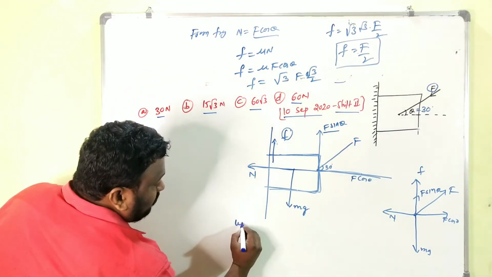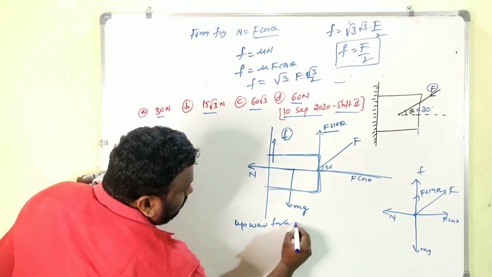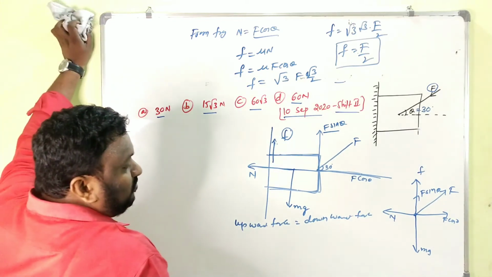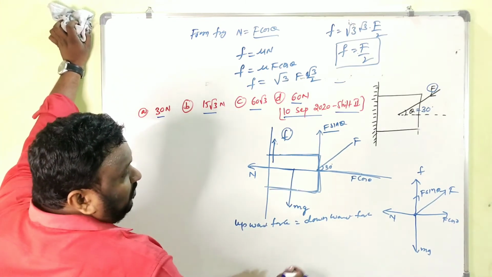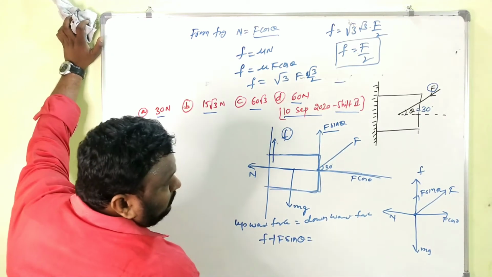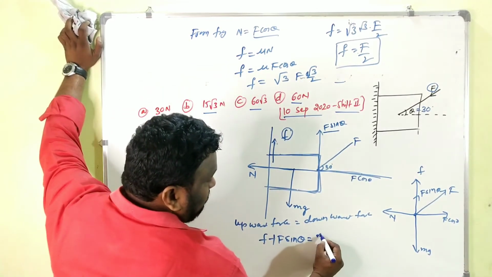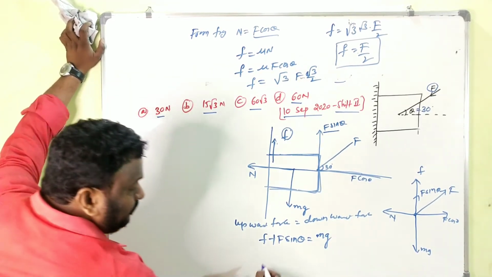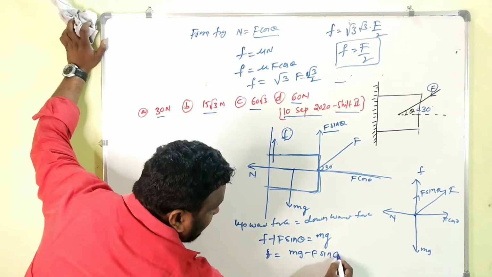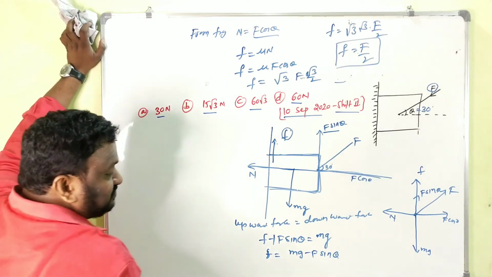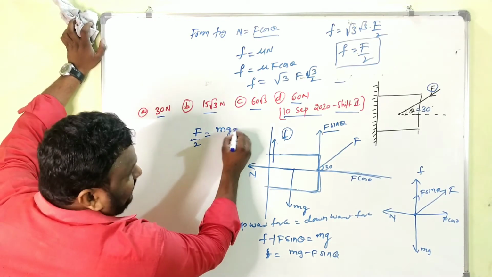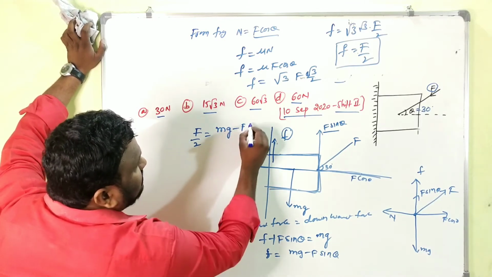Now in this case upward force is equal to downward force because the block is at equilibrium, and upward force is what? f plus F sin theta is equal to downward, which is mg. Then f is equal to what? mg minus F sin theta. Already f value, what do you get? F by 2 is equal to mg minus F into sin 30.